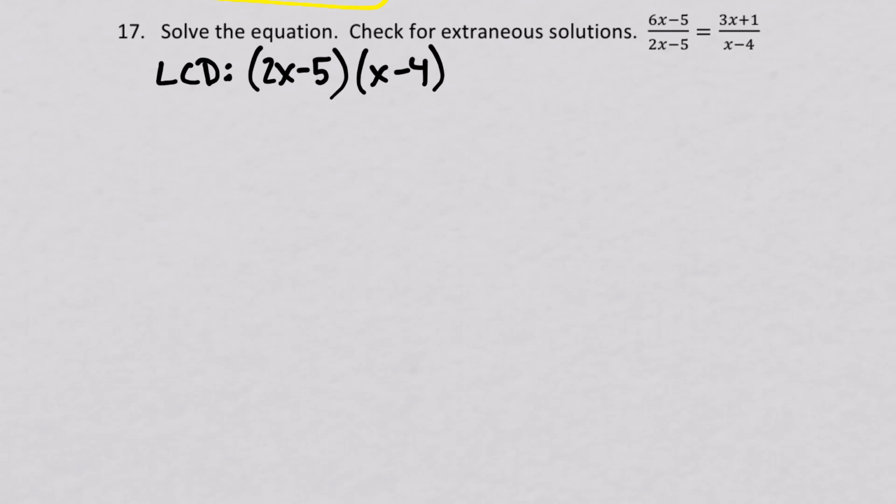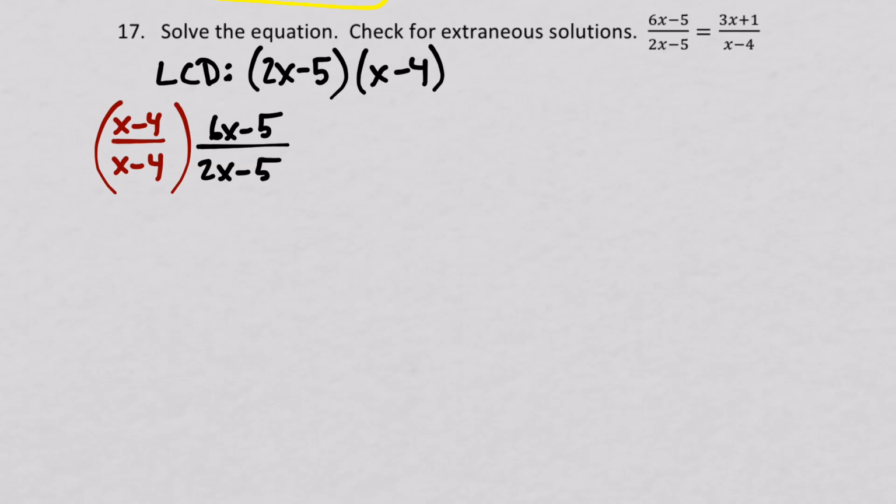So if you want that to be your denominator, you have to look at that first one and say, what's missing from it to turn it into this LCD? It's just like adding and subtracting fractions. So what's missing is x minus 4. That means that 6x minus 5 over 2x minus 5 is going to be multiplied by the missing factor, which is x minus 4 over x minus 4. The other one equals 3x plus 1 over x minus 4.